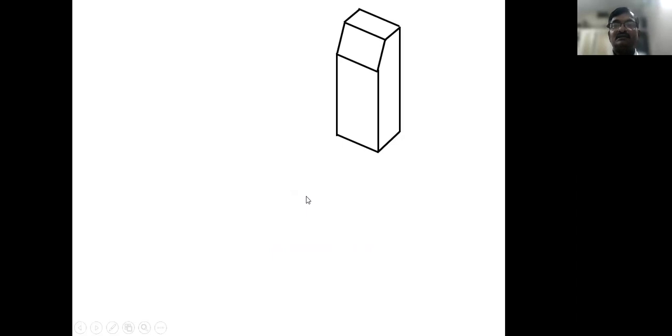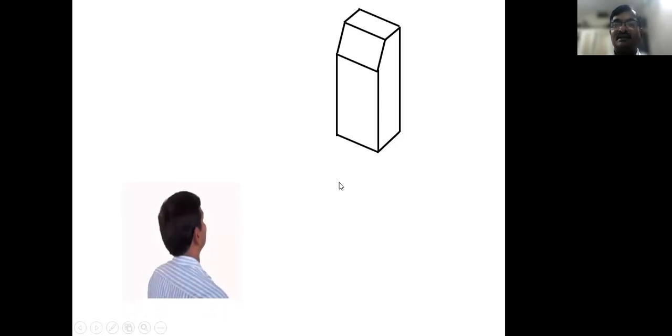See, in this slide, one object is drawn. There is an isometric drawing. When you observe from here, there are only two surfaces visible when you observe from infinite distance, or away from the object.